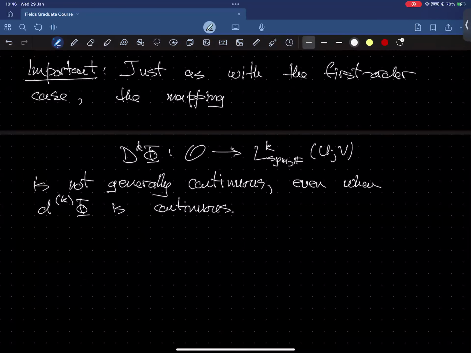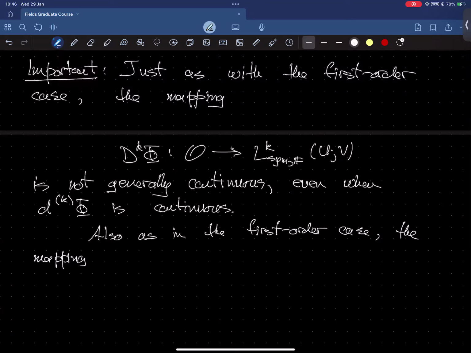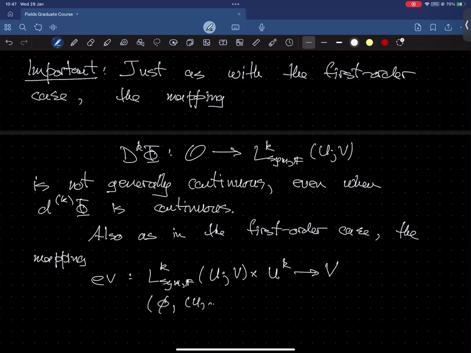And so also, as in the first order case, the evaluation mapping takes multilinear mappings, let's maybe make them even symmetric, doesn't matter, and arguments u1 up to uk, and evaluates it. That's why it's called the evaluation mapping.